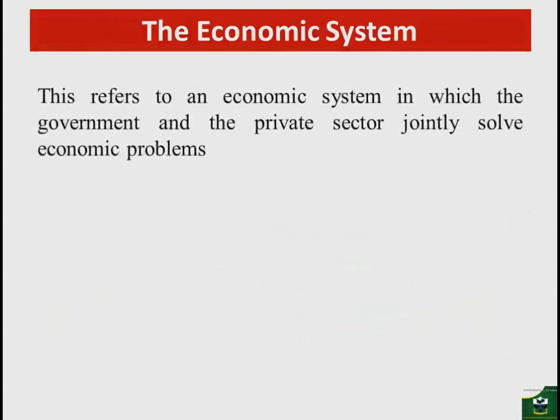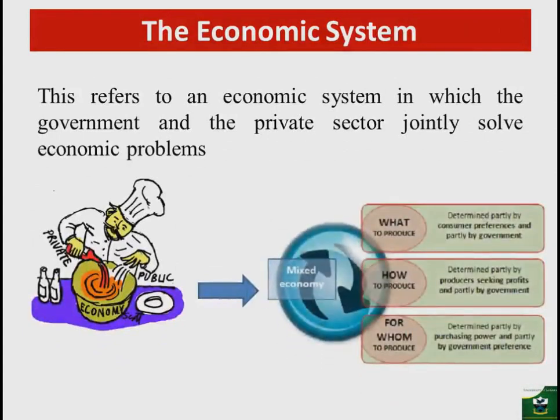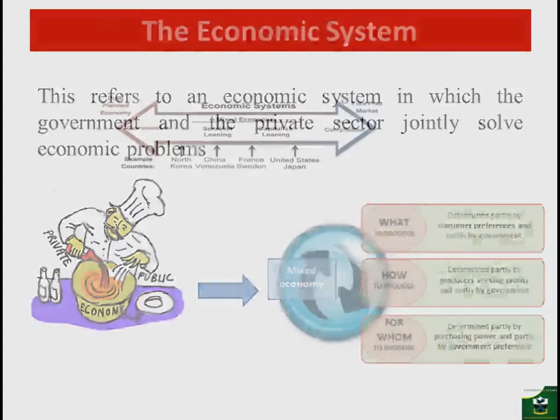Finally, we have the mixed economy, which refers to a system in which the government and the private sector jointly solve the economic problem. And here we see that for the decisions of what, how, and for whom to produce, for what, consumers and the government jointly or in different portions would make such decisions. For how to produce, government and the producers will make the decision, and for whom, it's the purchasing power and the government preferences which will make the decisions.